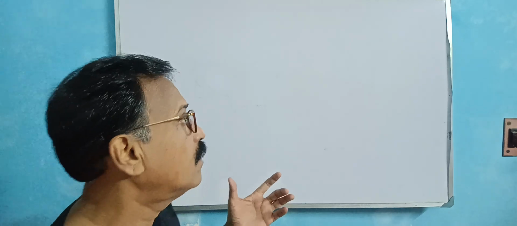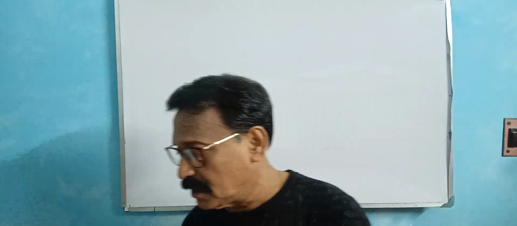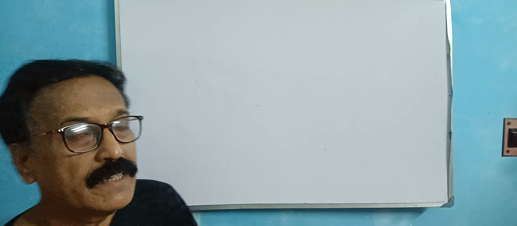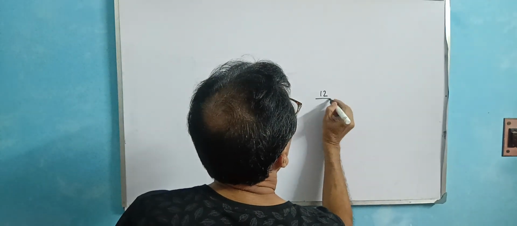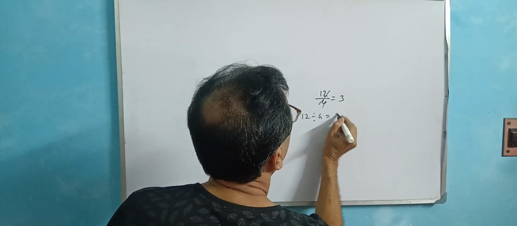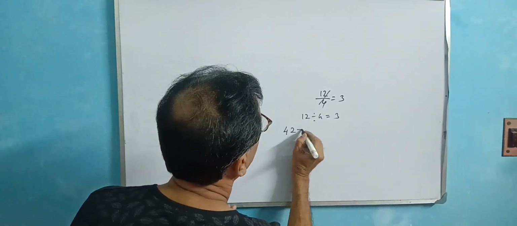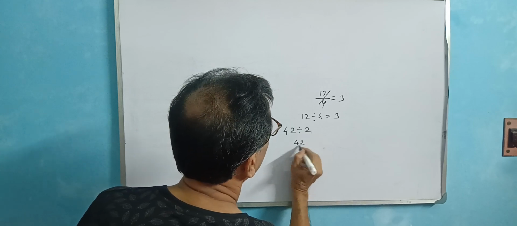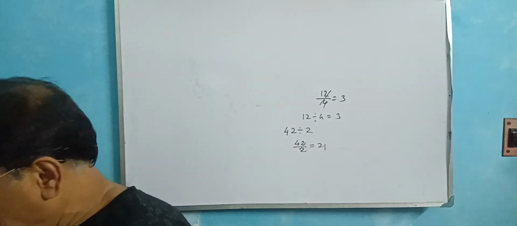In the previous 3 or 4 videos we discussed addition, subtraction, multiplication and division. But today I will discuss division. In arithmetic, you know all the division process. Suppose here 12 by 4, that means 12 divided by 4. This is 3. Or 42 divided by 2, so this is 42 by 2. This is 21. Okay. So this is actually the division in arithmetic.